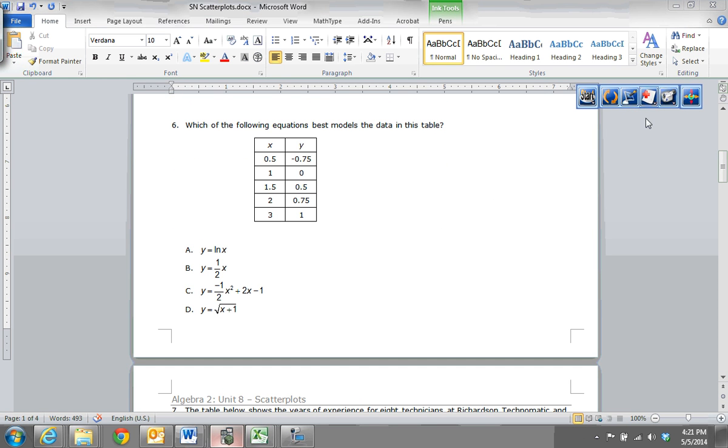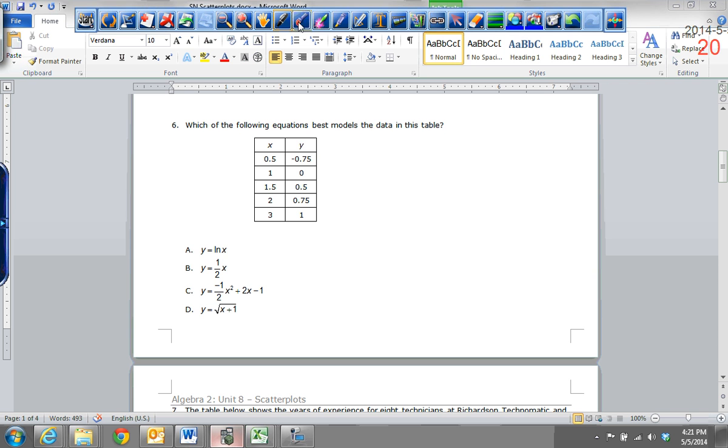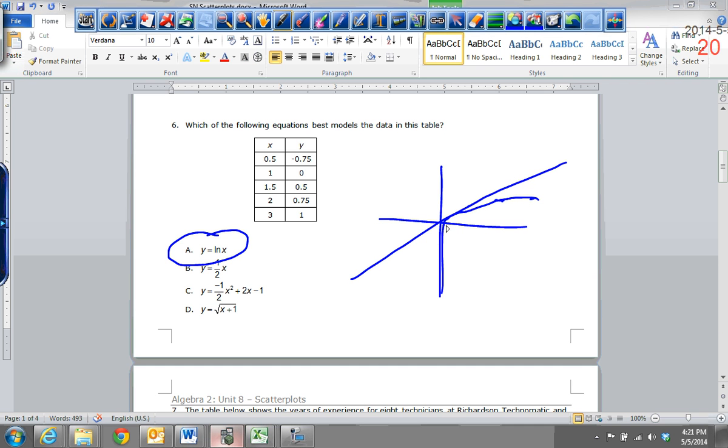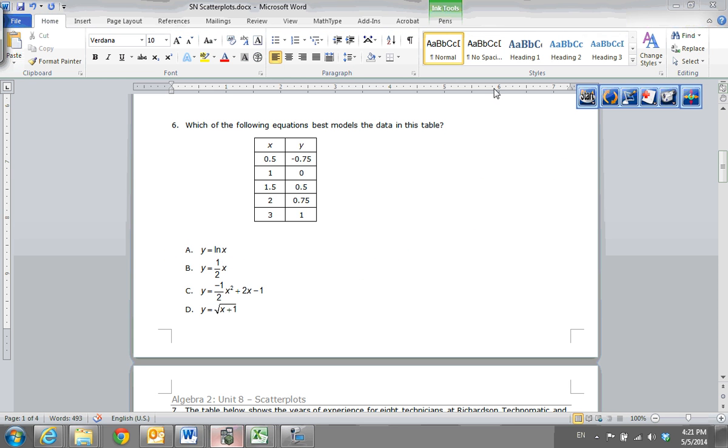So number 6, if we plug all those in, you're going to get a picture that kind of looks like this. So the one that best looks like that is the natural log. 1/2 x looks like this. Negative 1/2 x squared is an upside down parabola, and square root of x plus 1 would be over here. So that doesn't fit that graph or those points, so the answer is A.